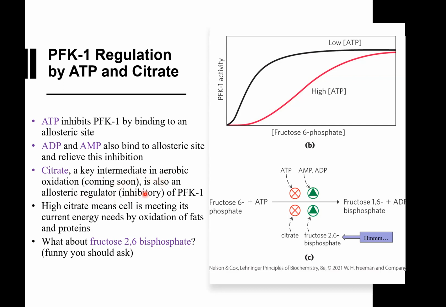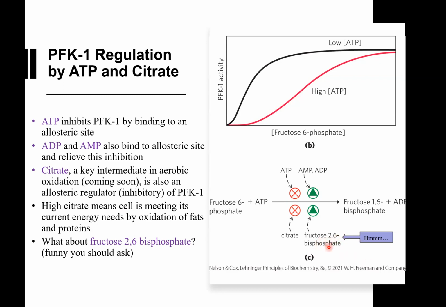Also an allosteric regulator, i.e. inhibitory in this case of PFK1. So high citrate also means the cell is meeting its current energy needs. So inhibitory, and of course, ATP, we already discussed inhibitory.